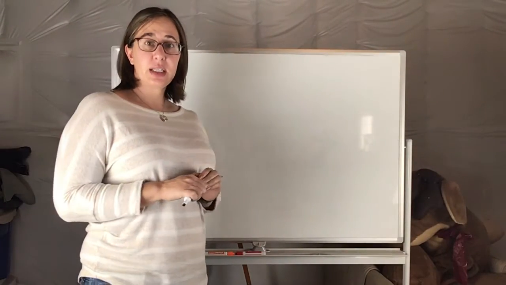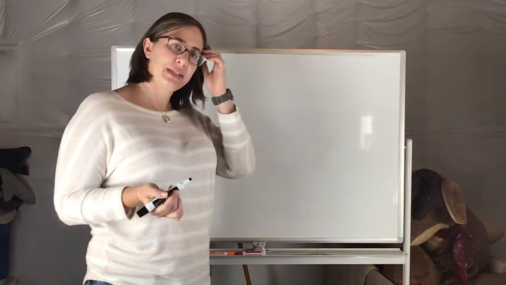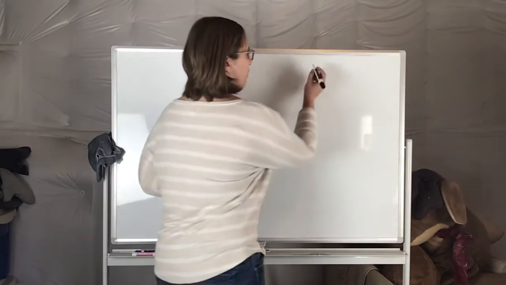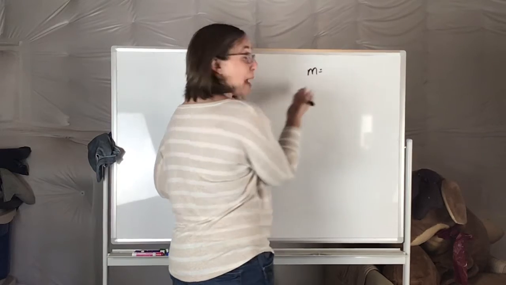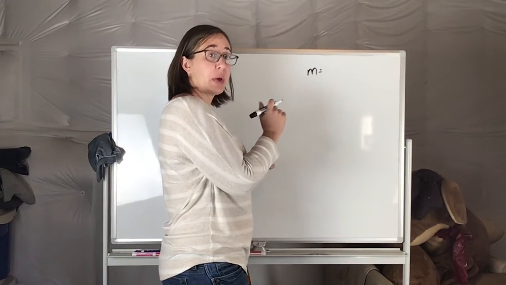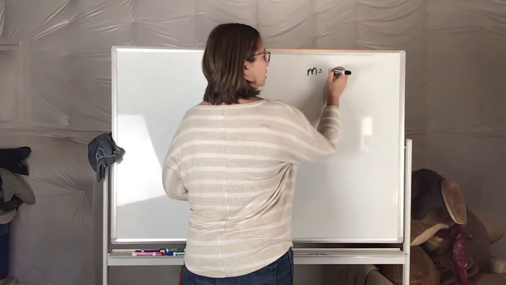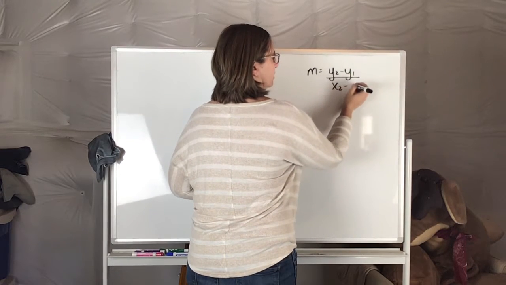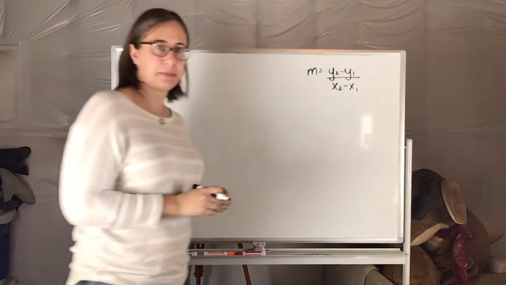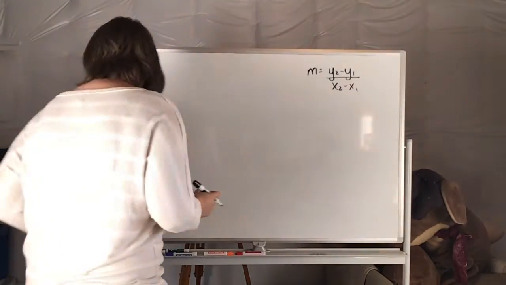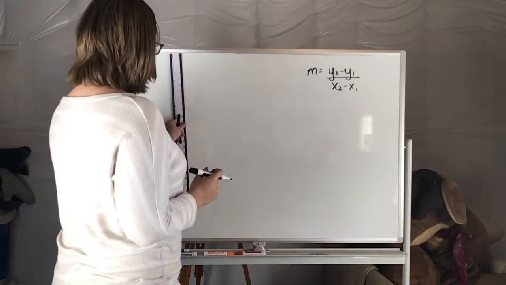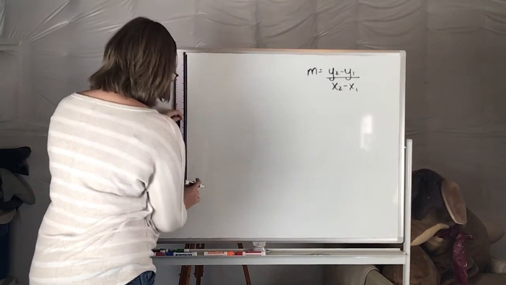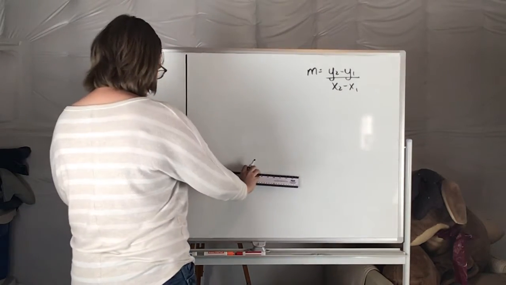Friends, we're going to talk a little bit about slope from a different perspective than what we're used to seeing. So we do know that slope is m, that's the variable that represents slope, and that's represented by the equation y2 minus y1 over x2 minus x1. Okay? And if we are looking at that on a graph, that is represented kind of by rise over run.